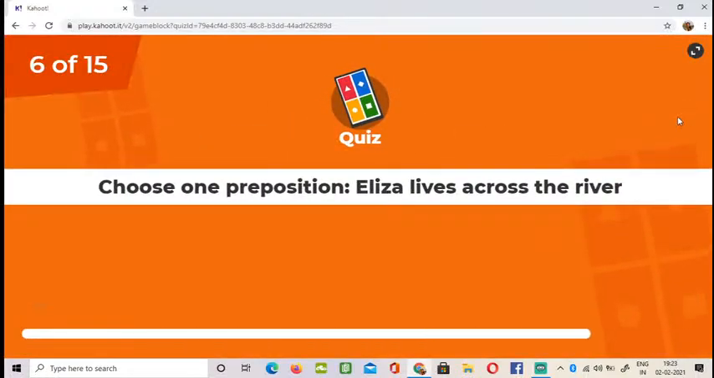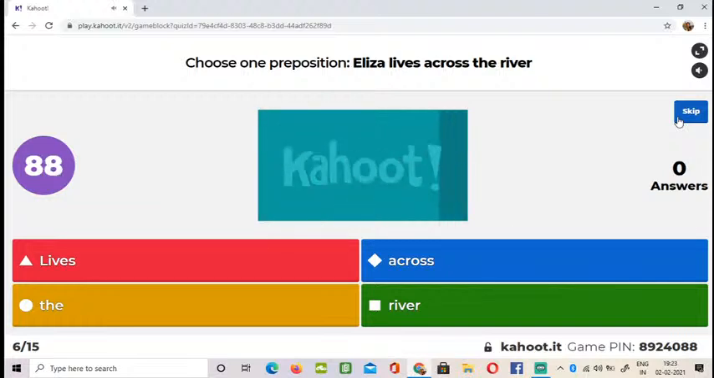Okay, the question has changed now. You have to choose the correct preposition from this sentence: Eliza lives across the river. I have got 3 answers. Come on, guys, you can answer it. We are learning these prepositions from a very low standard.